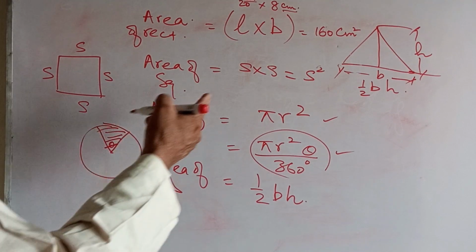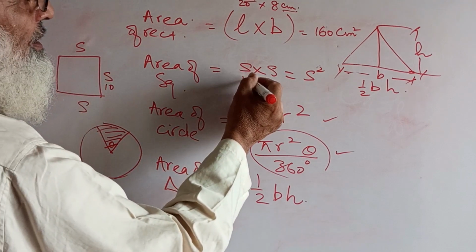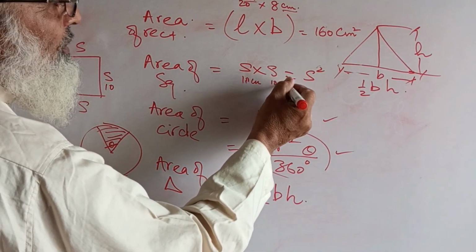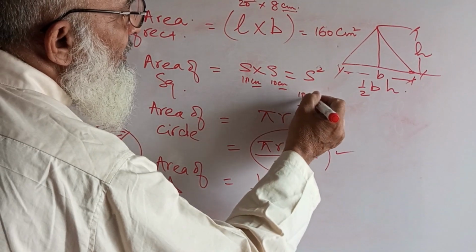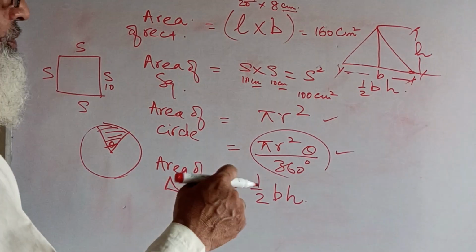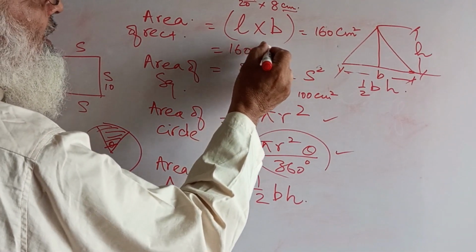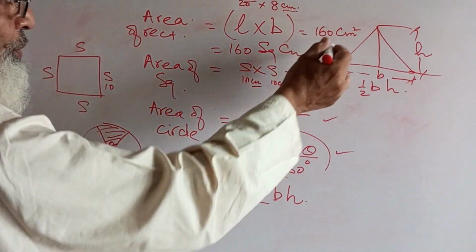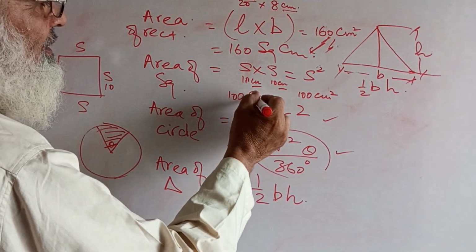For another example, if this was 10 centimeter, and this is also 10 centimeter, the centimeter and centimeter are again going to multiply. So it will become 100 centimeter square, or it is sometimes called square centimeter. If I write it in English, it will be 100 square centimeter. Both are same.